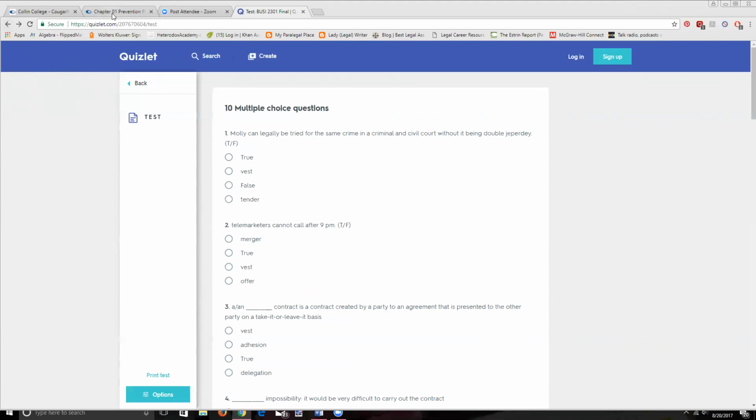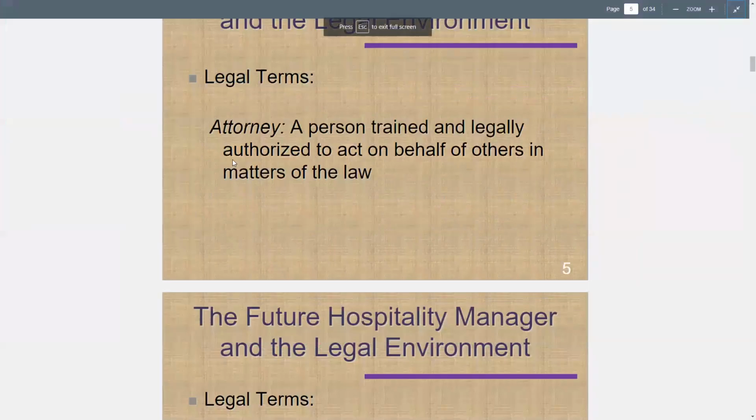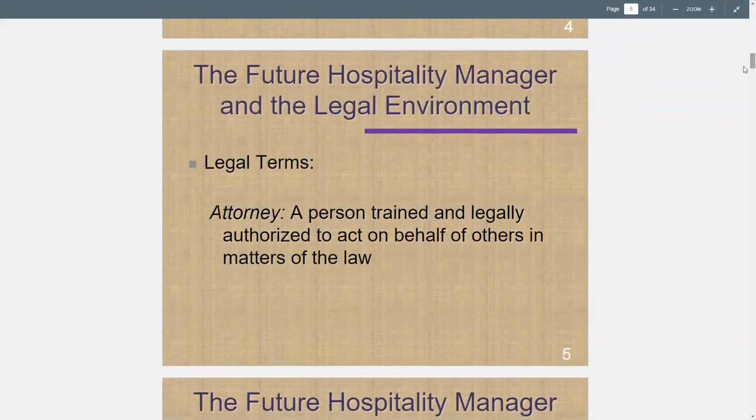Now I'm going to go back to our chapter, and we're going to talk about this first term. We have the term attorney. So what is an attorney? Well, I'm sure we all kind of have a sense as to what an attorney is, but an attorney is a specialized term. It has a very specific meaning.